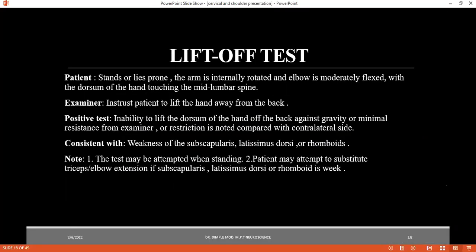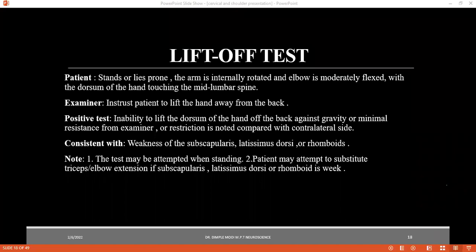And lift off test, this you can do in prone position also, and standing also. What you have to do, you have to take the patient's arm backside, okay, and ask the patient to lift the palm up. If the patient is not able to do, inability to lift the dorsum of the hand up, this shows there is a weakness in the subscapularis, latissimus dorsi and rhomboids.